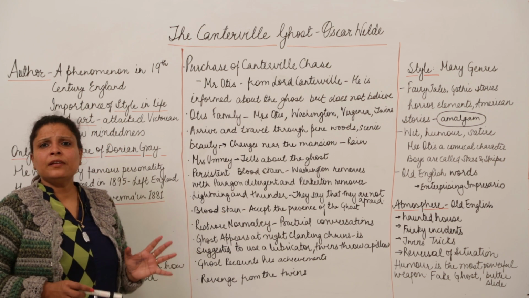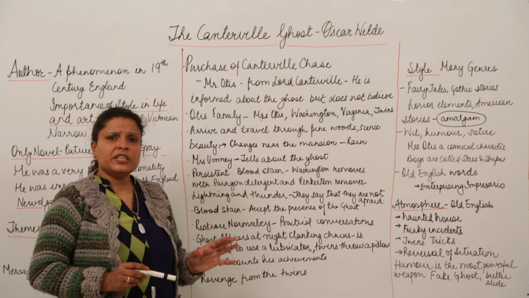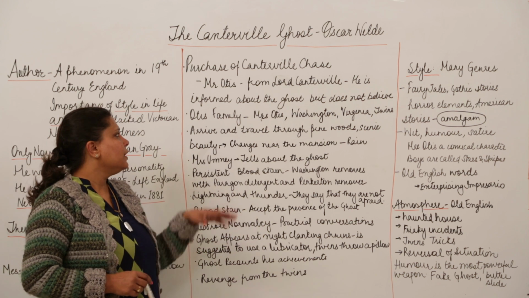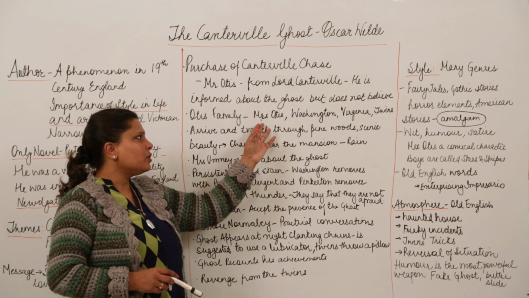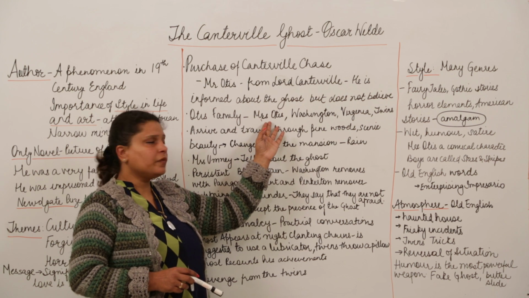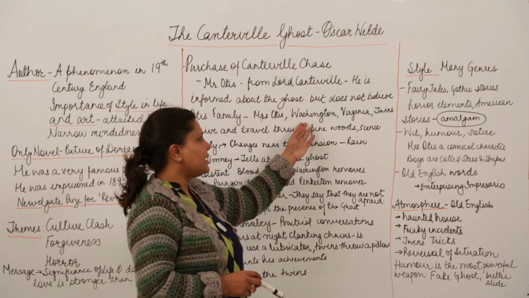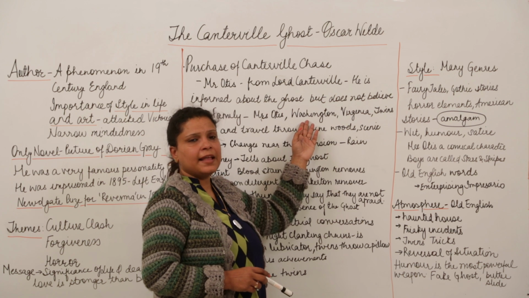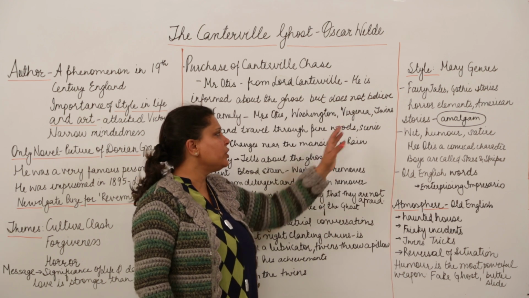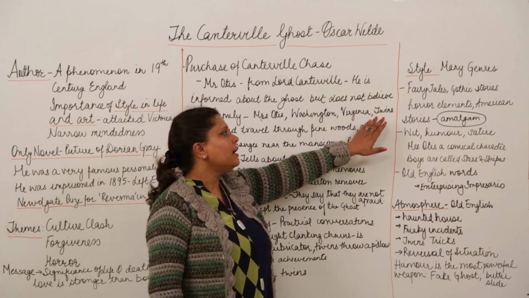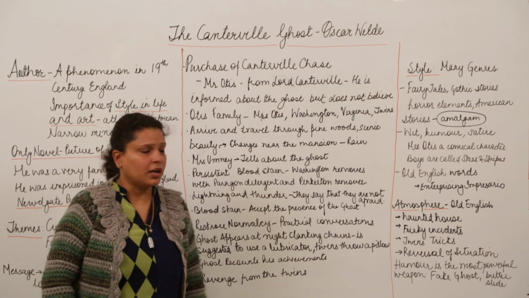So they believe in reason, logic, and they are not at all scared. The Otis family has Mr. Otis, Mrs. Otis, a very beautiful woman, Washington, the elder son who has fair hair and is interested in casinos, Virginia, a sweet and quiet girl, and the twins who are very, very naughty.